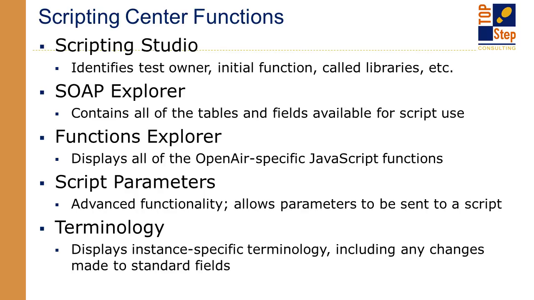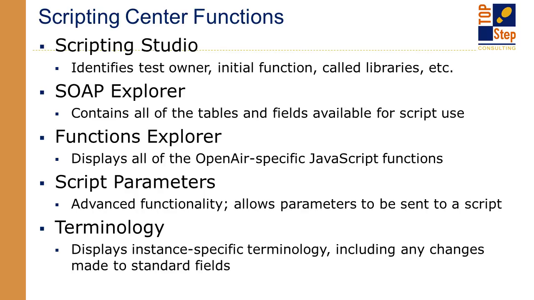Now that's just a weird name for here's what the data looks like behind the scenes in OpenAir. SOAP is a simple object access protocol technical thing that basically says here's how you can access stuff via web services. But all this SOAP Explorer really shows you is here's all the tables and the fields that are available for you to use. So you could look up what are the fields on a project by pulling open the SOAP Explorer and going to project on its drop-down, and it will show you all of the fields for a project. Really handy. It's a nice way of looking at the data dictionary.